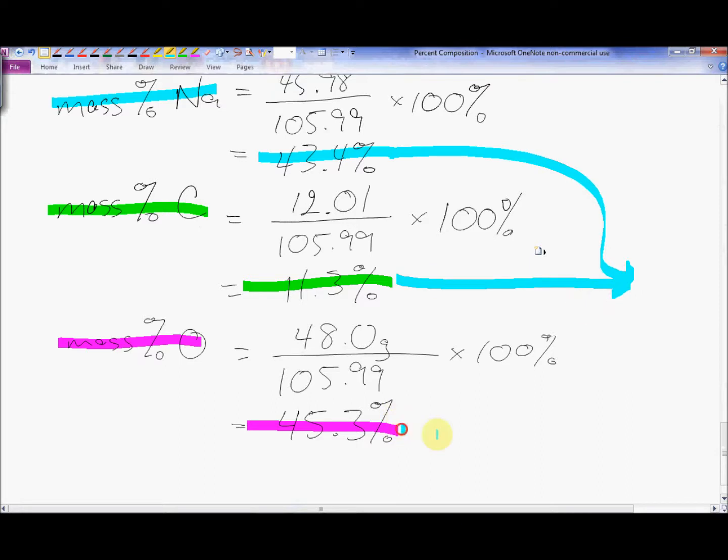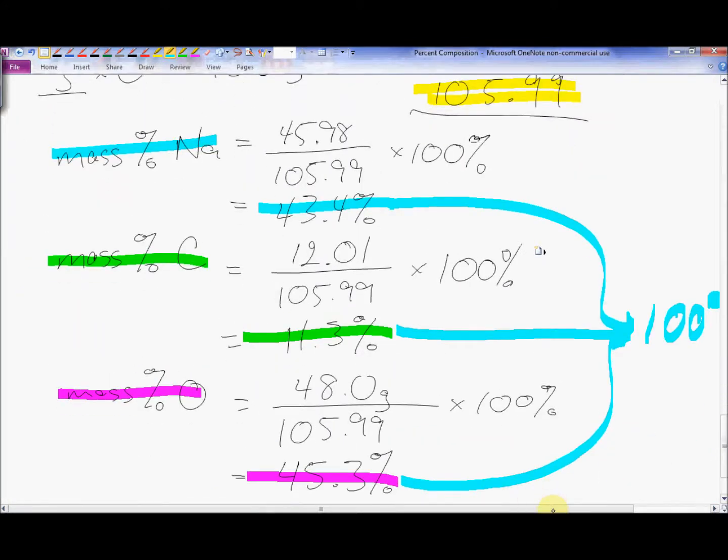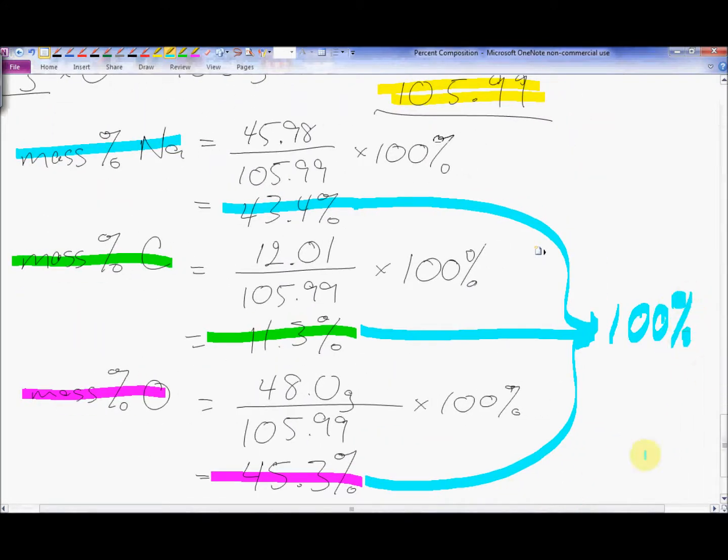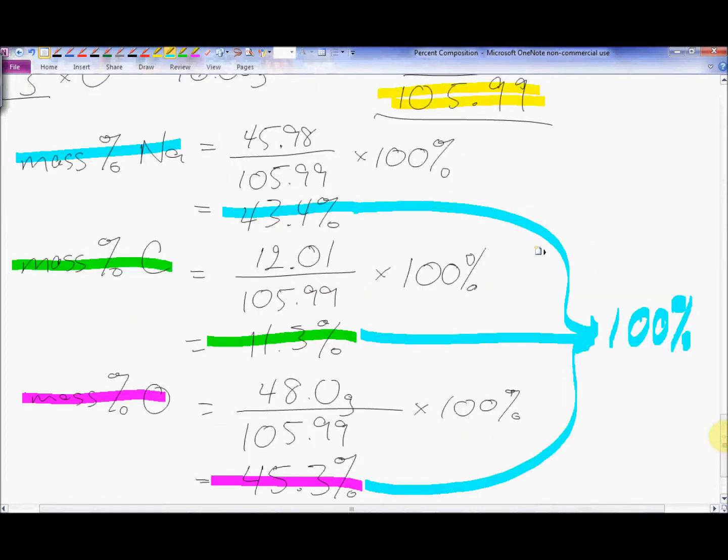Okay, so those three percentages represent basically the composition of sodium carbonate. So sodium carbonate is 43.4% by mass sodium, it's 11.3% by mass carbon, and it's 45.3% by mass oxygen.